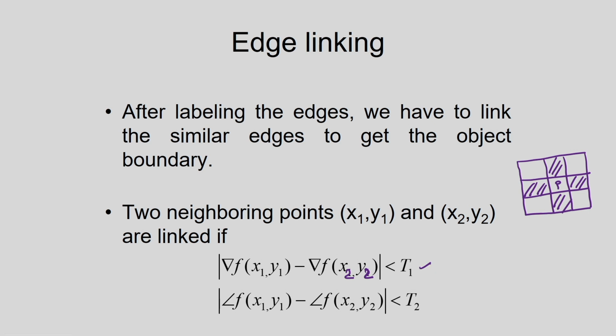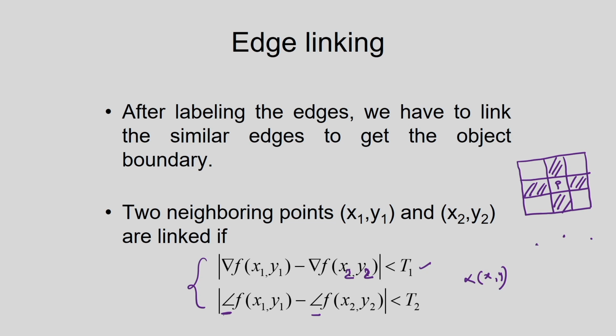And the second condition: I am determining the direction, the angle. So the angle for x1 y1 and for x2 y2 I am determining. The angle is already defined, alpha xy, that is the direction of the edge normal. And if these two conditions are satisfied, then based on these conditions, I can join the edge pixels.